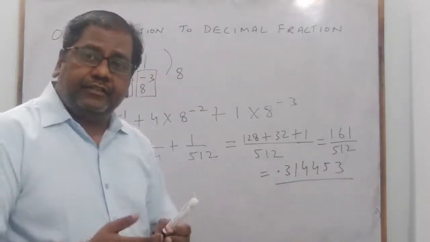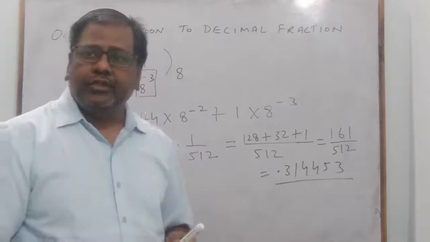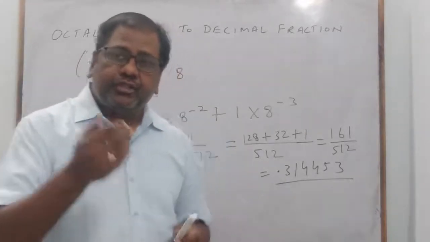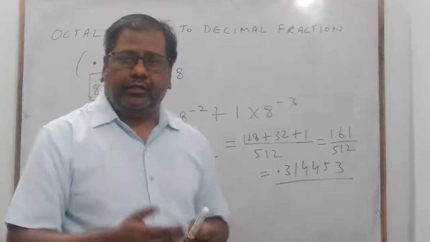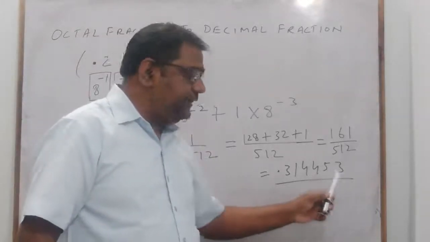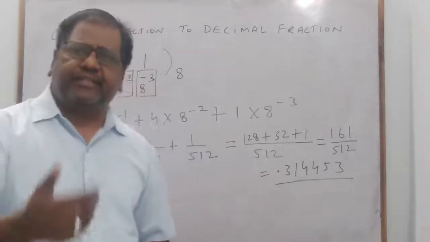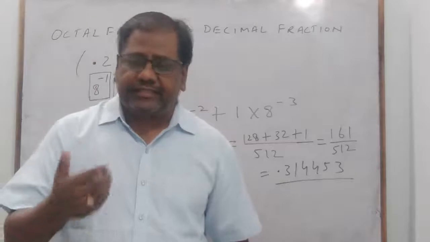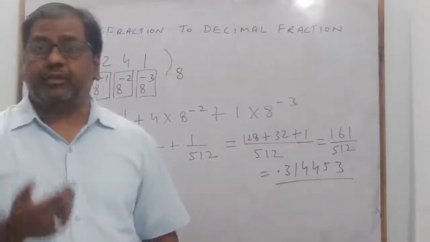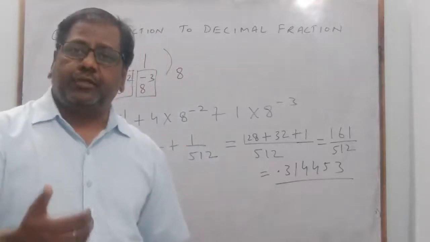So when the result is 161 by 5 and 2, you want the result in point. So you will start dividing it. So when you divide the value, the result that you are going to get is 0.314453. You may go up to 7 places or 6 places or even 5 places, or you will work according to the question given in the question paper.